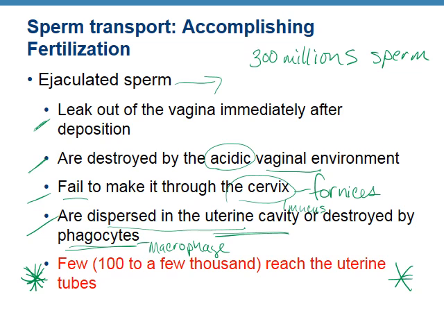So we've kind of already talked about this, but I just want to make sure that you realize that only a few thousand are actually going to reach the uterine tube. So this is kind of release as many as you possibly can, you know, hundreds of millions, because you're playing the numbers game. Only a few hundred to a few thousand are actually going to make it to the uterine tube and make it to the ampulla of the uterine tube where the oocyte hopefully is picked up.